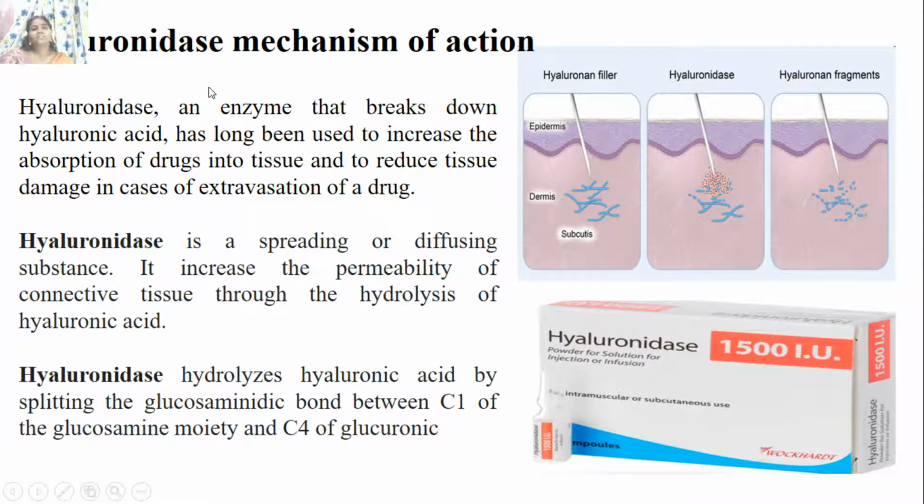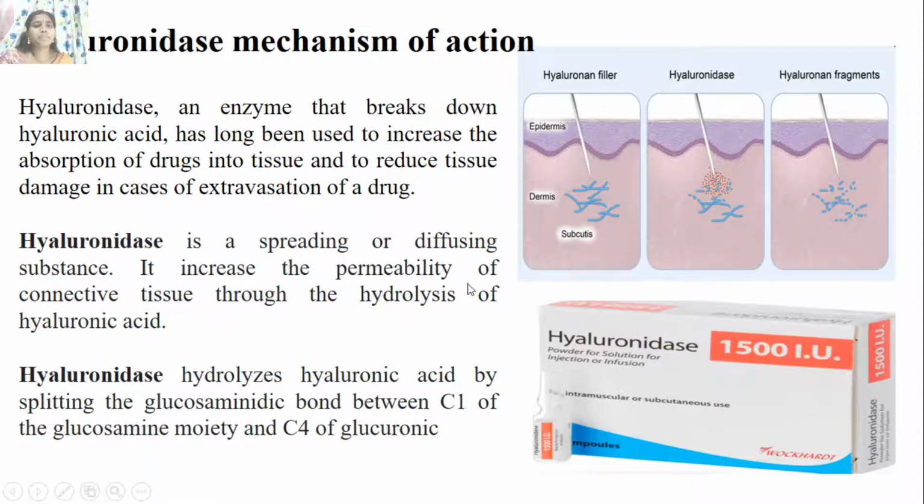Hyaluronidase is also one of the enzymes. It is used to break down hyaluronic acid. It has long been used to increase the absorption of drugs into tissue and to reduce tissue damage in case of extravasation of a drug. When this hyaluronidase enzyme acts on the hyaluronic fibers of the epidermis, it will degrade the dermis, and you can see the hyaluronate fragments, which are required for spreading or diffusing the substance.